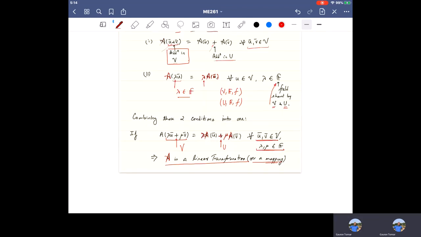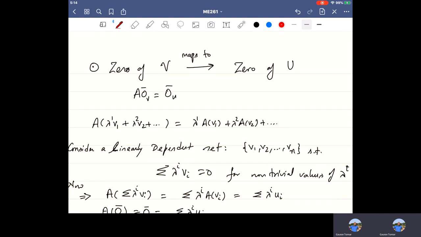Now, another property that is required: you could have chosen lambda as 0. Then you would get essentially A times lambda v, which is 0 in V, equal to lambda, which is 0, times A of v, which is 0 in U. This means that the 0 of V is going to get mapped to 0 of U. That's what linear transformations do. They map 0 to 0. That's another condition of linear transformation.